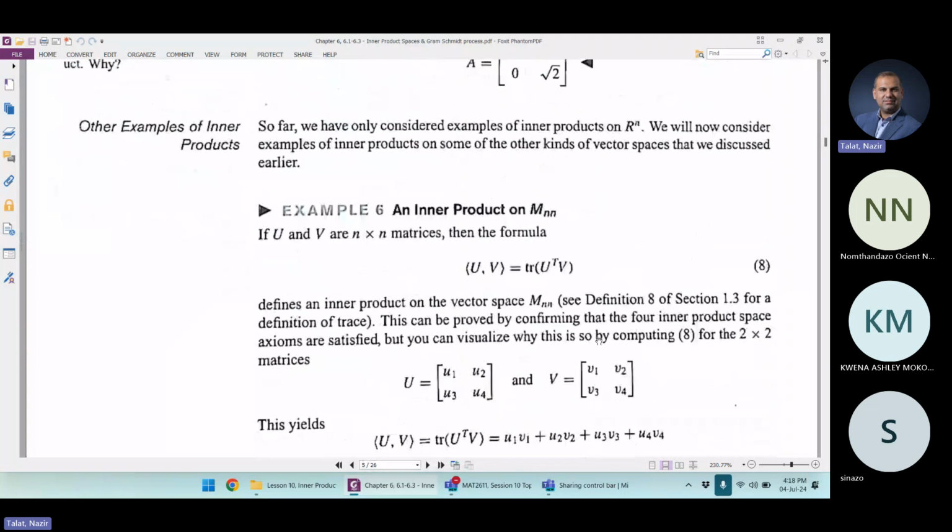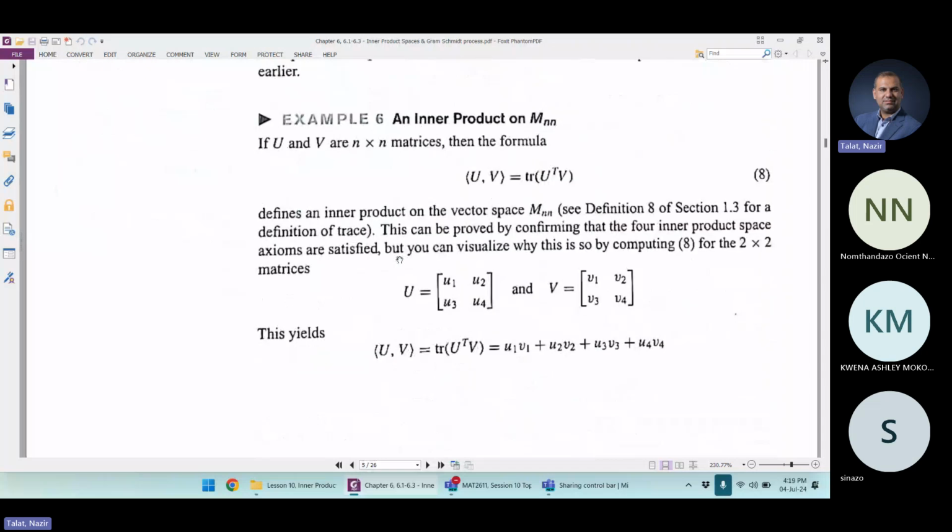Okay, here is another example: the trace of two matrices will also give us an inner product. For instance, if u and v are two square matrices of n cross n, then the inner product between u and v is equal to the trace of u transpose v. For instance, if u is this matrix and v is a second matrix, trace means the sum of its diagonal entries. So first we need to multiply, then take the trace, the sum of its diagonal entries.